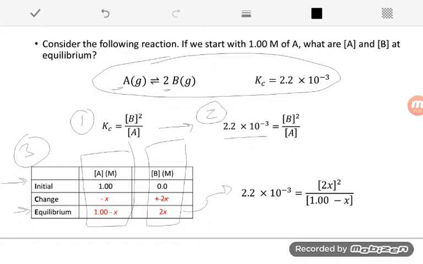Now that I have K, this looks like a long algebra problem. I better start multiplying out, rearranging, and everything else. But I can actually take a little itty-bitty shortcut here. What I can do is look at the value of this equilibrium constant. It's really small, 2.2 times 10 to the negative third. And if I have a very small equilibrium constant, that means I'm going to make very few products, and what that means is x is going to be a very small number. X is going to be really tiny.